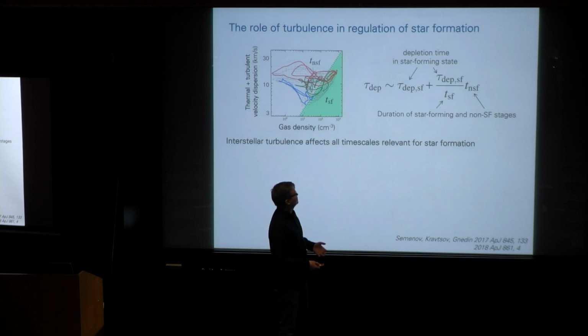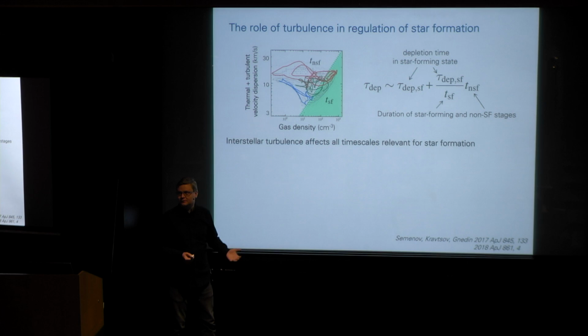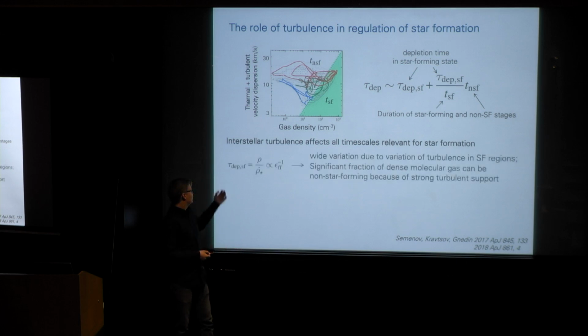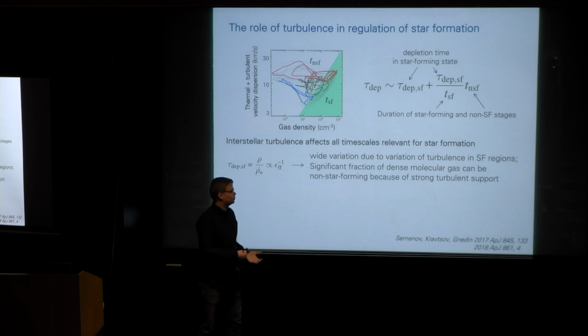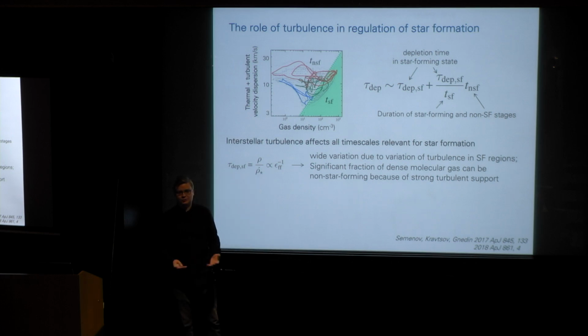And we can use it, for example, to understand the role of turbulence in setting global star formation rates on large scales. As I said, in principle, turbulence affects all these relevant time scales. For example, as I said before, the local depletion time is very sensitive to the local turbulent support in star-forming regions. Stronger turbulent support can reduce star formation efficiency and increase the local depletion time scale. So this means that there can be abundant dense and molecular gas in galaxies which is non-star-forming just because of strong turbulent support. And nowadays there is observational evidence that such gas exists.